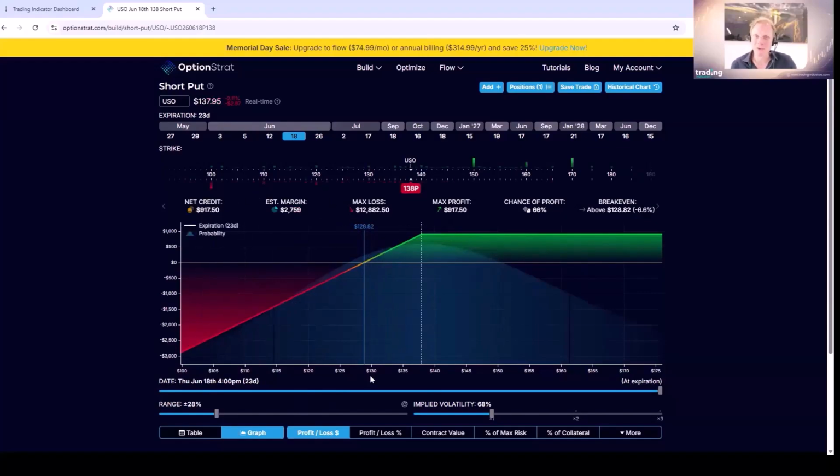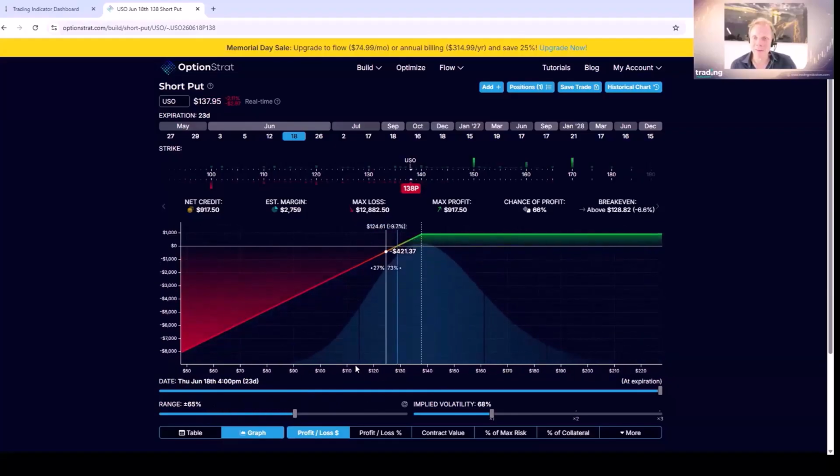But there's also a problem. Look what may happen if prices of oil go down. And remember, oil is very volatile. Who knows if oil really is going to bounce off this level? Maybe it's going to plummet through it.